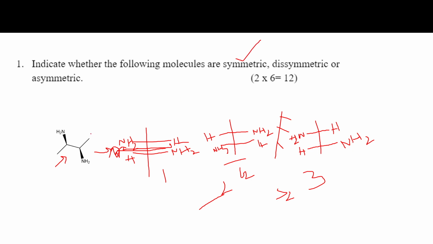But if you replace one of the groups, like if you replace this one with COOH, then what will happen? If you replace one of them with COOH like this, now this molecule doesn't have that sigma plane. Also, if you rotate this molecule, now COOH is up.